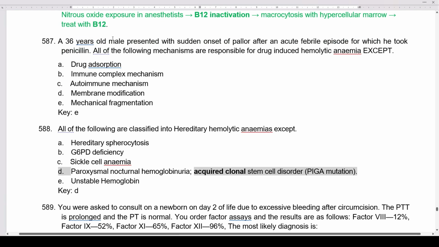A 36-year-old male presented with a sudden onset of pallor after an acute febrile episode for which he took penicillin. All of the mechanisms are responsible for drug-induced hemolysis, except... So what are the mechanisms? Drug adsorption, immune complex mechanism, autoimmune mechanism, and membrane modification. These are all included in drug-induced hemolytic anemia, but mechanical fragmentation, which is MAHA, is not included in this. It is not related to this.